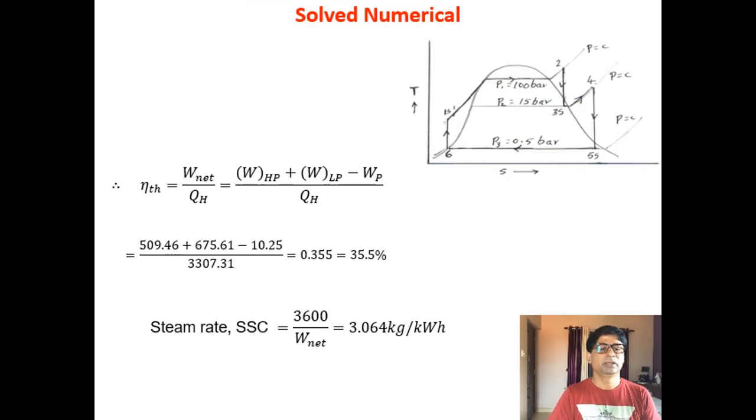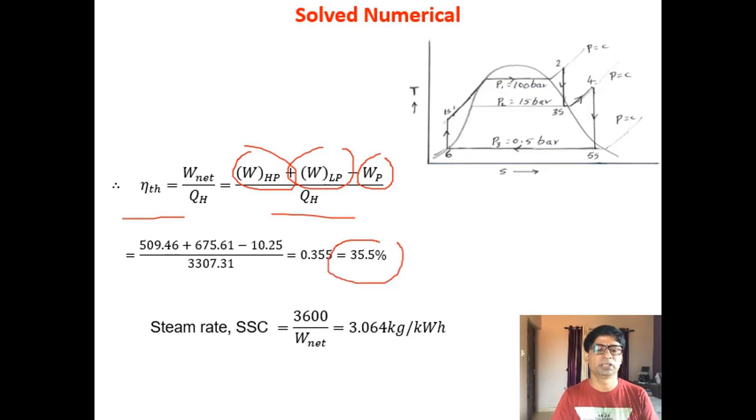Now eta, that is thermal efficiency of the entire cycle, is W net by QH. So W HP turbine plus W LP turbine minus pump work, right? So the two turbine works added, divided by heat input. So you'll get it as 0.355 or 35.5%, and steam flow rate or specific steam consumption is nothing but 3600 by W net, which is nothing but 3.064 kg per kilowatt hour.